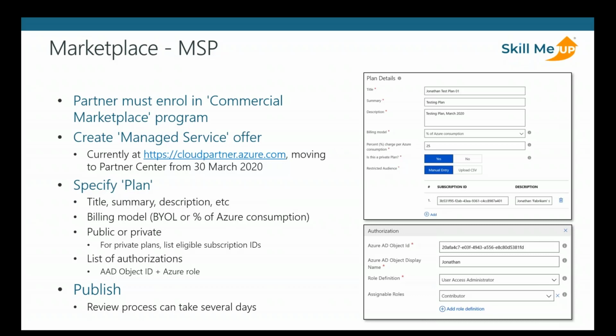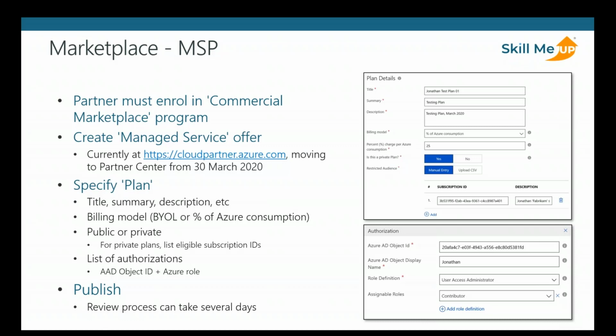Once you're a member of that program, you can create what's called a managed services offer. There are lots of other offer types you can make through that program, but what you need for this is to create this managed services offer. You do that right now through this portal called cloudpartner.azure.com, but that's changing. That's going to start migrating into the core Partner Center site from the end of this month. You have the link in the normal Partner Center site already. At the moment, that link just kicks you out to the Cloud Partner site, which I guess is going to be integrated. And within that, you provide the information that's shown on the screen there. I'll do a demo of this as well.